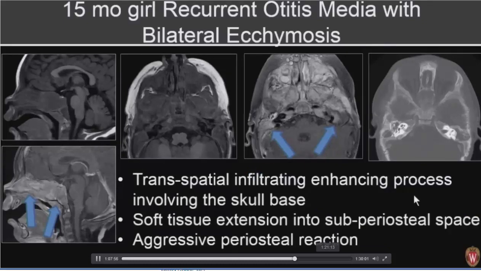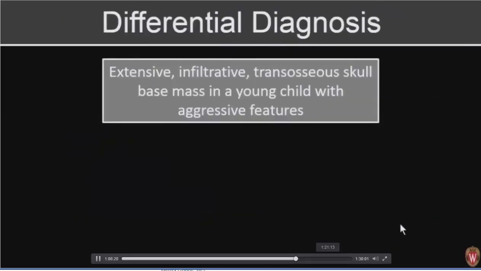So we can take a look at this patient's MR, and we can see that we've got this transspatial infiltrating enhancing process that's filling the temporal bones. So this patient actually didn't have otitis media. They had some soft tissue substance filling their middle ear cavity. So not only is this abnormality filling the temporal bones, but it's also involving the clivus and the anterior skull base, as well as the middle skull base, or the central skull base. And so we have to think about our differential diagnosis here, and what we have is an extensive infiltrative transosseous skull base mass in a young child with aggressive features.